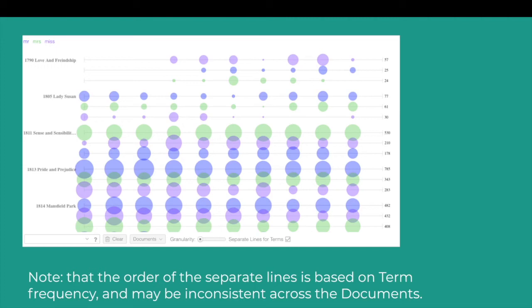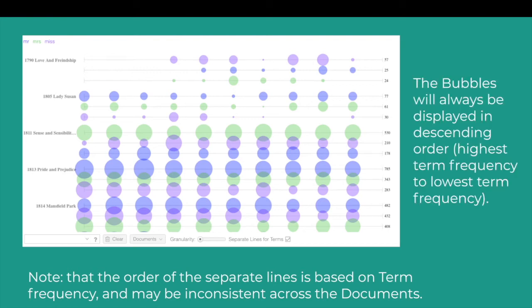Note that the order of separate lines is based on term frequency and may be inconsistent across the documents. The bubbles will always be displayed in descending order from highest term frequency to lowest term frequency.